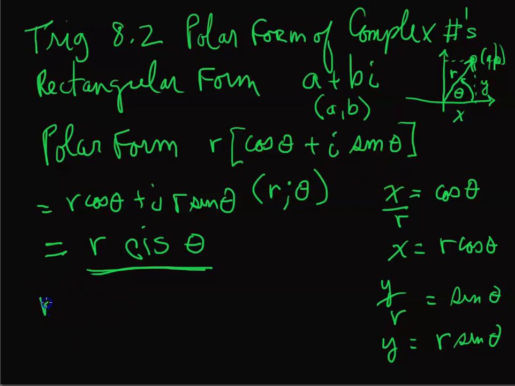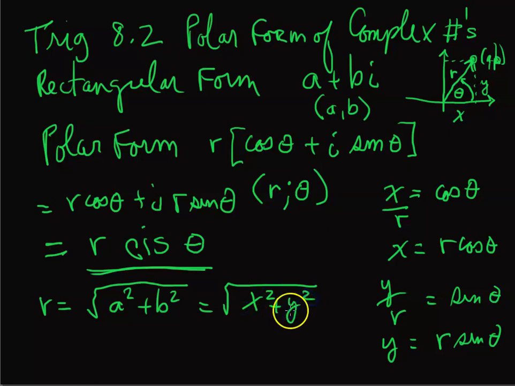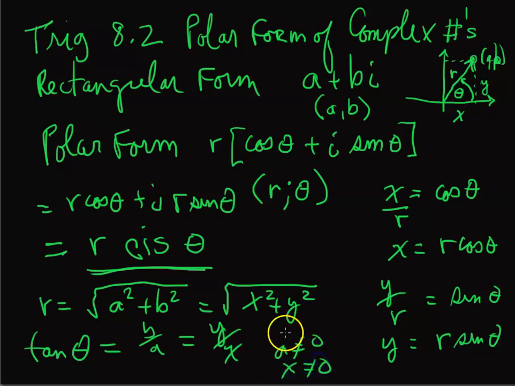How do you find r? Well, r, of course, is the square root of a squared plus b squared, x squared plus y squared, whatever you want to call it. It's the same thing. What is theta? Well, we know the tangent of theta. If we use the a's and the b's, it's b over a. If we use the y's and the x's, it's our familiar y over x. Now remember, this is where a or x is not equal to 0, because if it were equal to 0, we'd be on the y-axis and we could figure it out from there. So it's the same thing, only different. They're just using different words to talk about this.